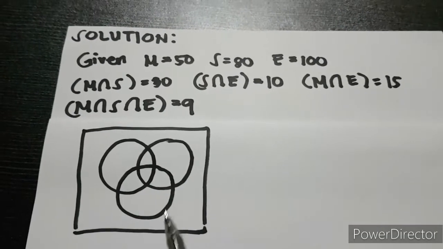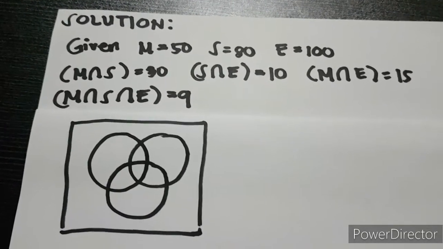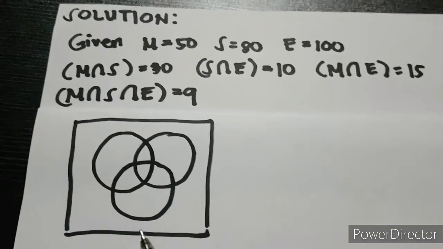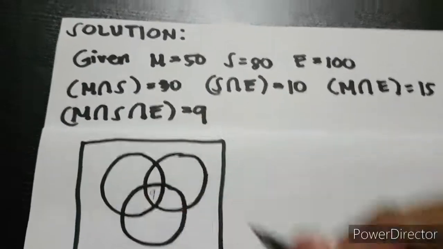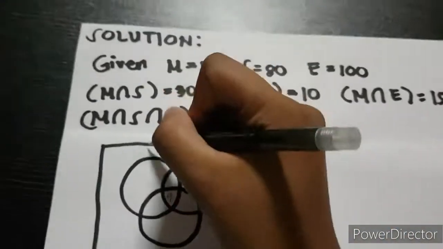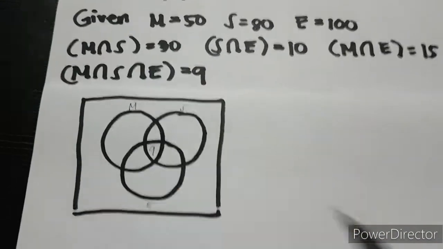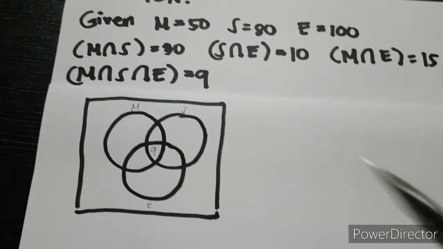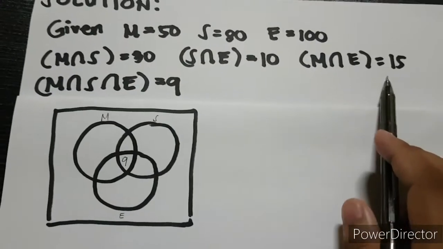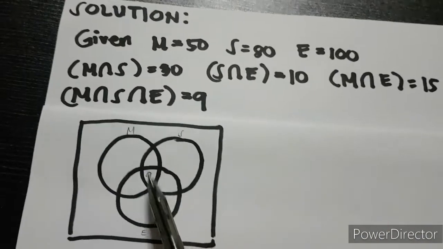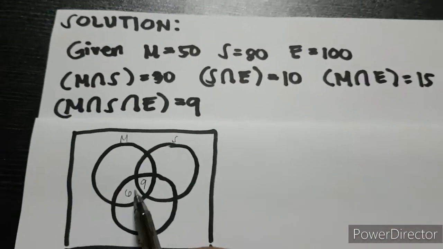This is what the Venn diagram would look like, since we have 3 sets in the given problem. Let's put first the M intersection S intersection E, which is the center. So this is 9. By the way, this is M, S, and E: math, science, and English. Next we put the M intersection E, which is 15. Since we have 9 here, 15 minus 9 is 6. We put 6 here.